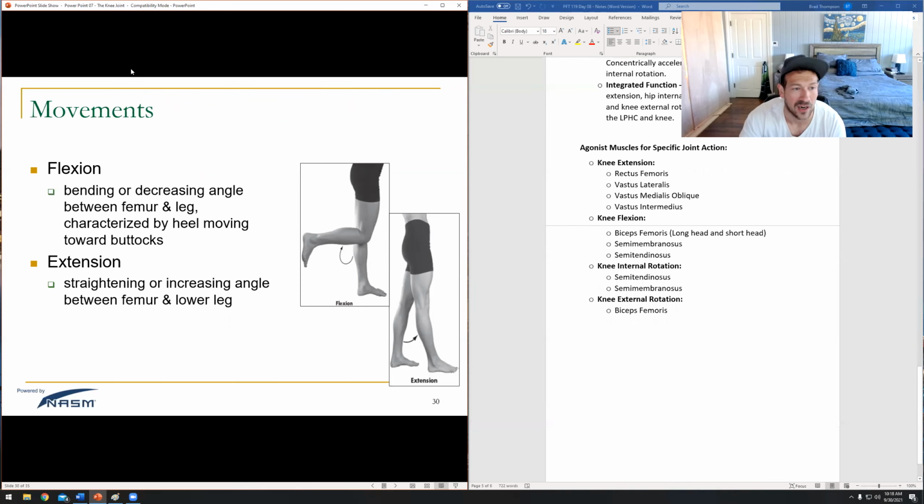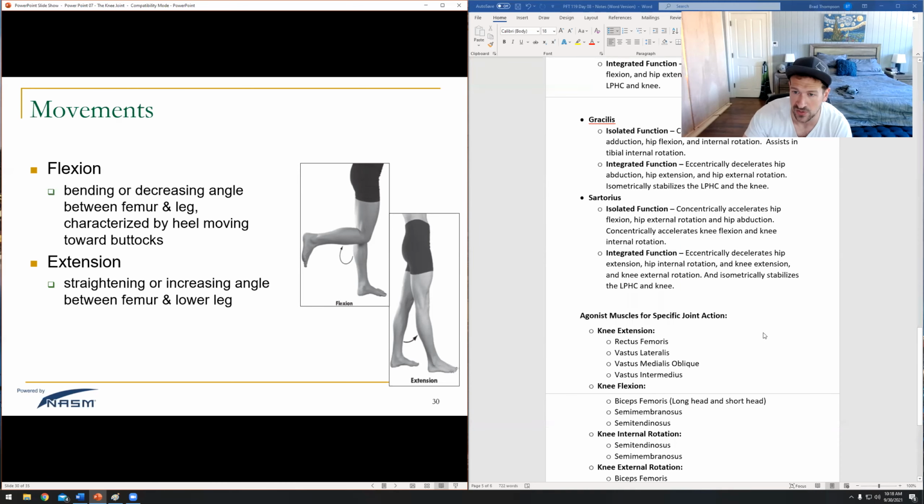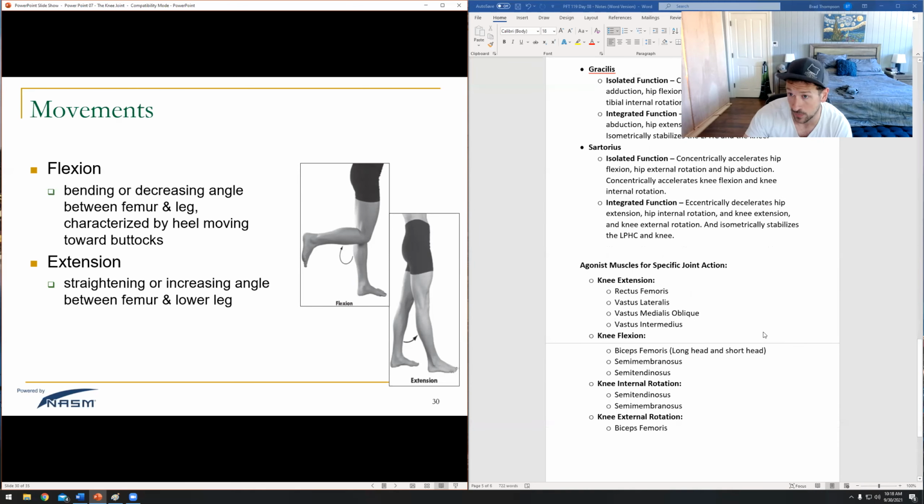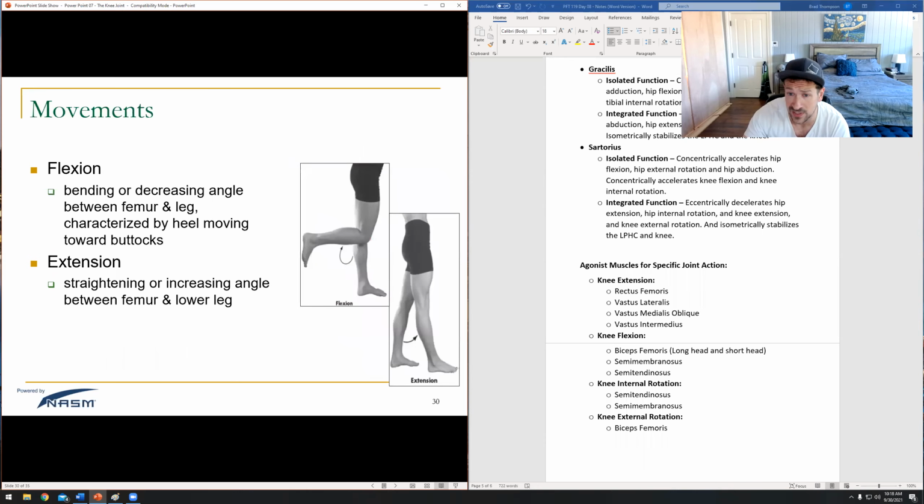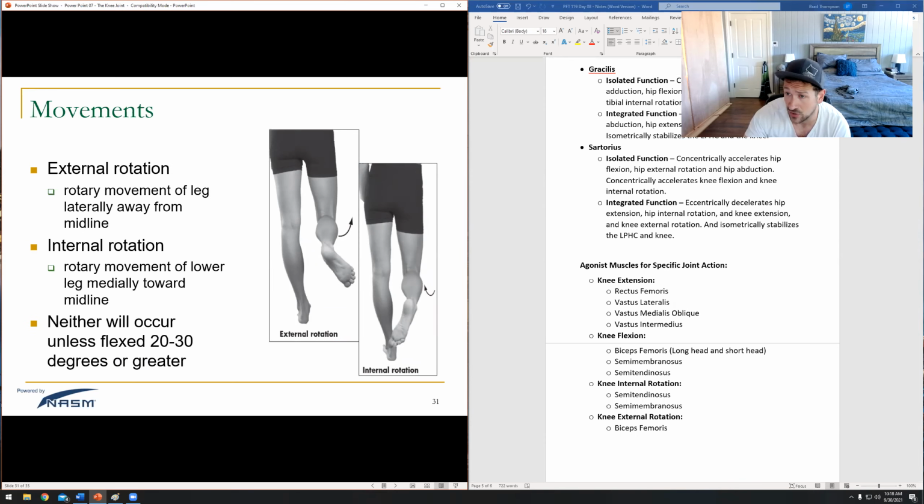All right, so we went one direction. Let's flip it in case that's the type of memorizer you are. Maybe you don't go from muscle to movement. Maybe instead you go from movement to muscle. Our movements are flexion and extension, and then tibial external rotation and tibial internal rotation. This can't happen unless you flex your knee to about 30 degrees. It unlocks the patella and allows those rotational movements to happen. So really only four movements today.